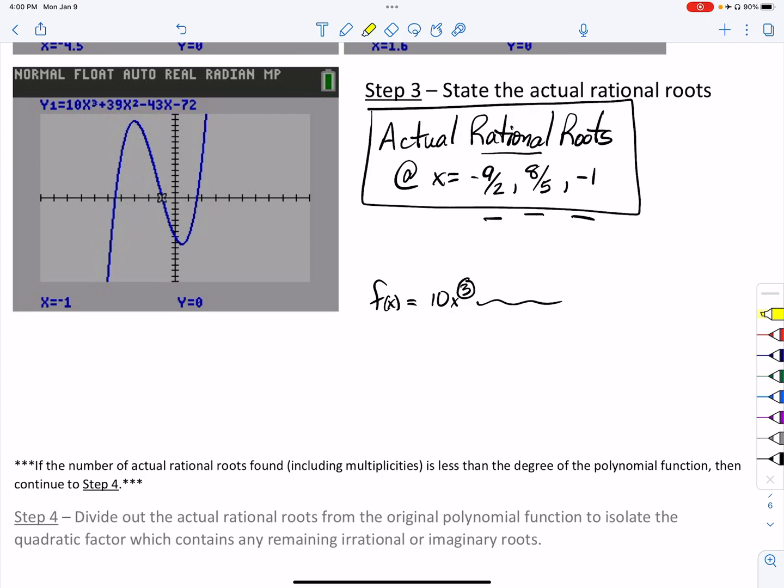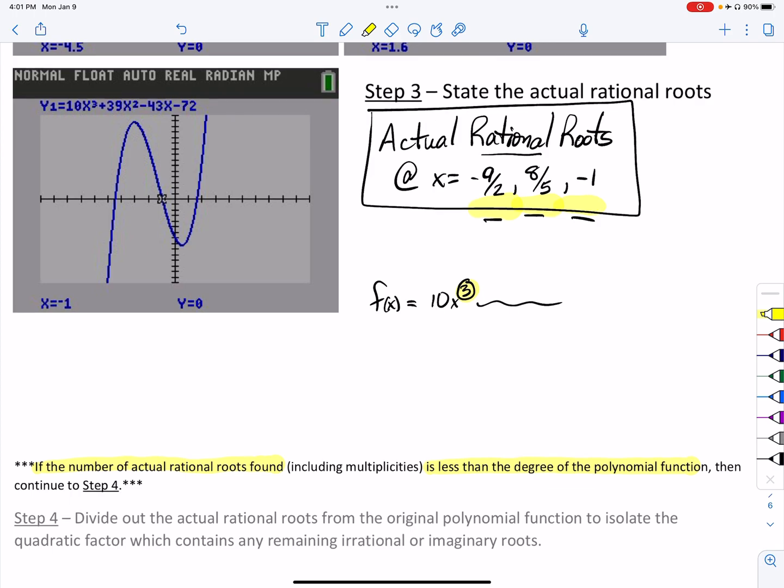If the number of actual rational roots found, including multiplicities, is less than the degree of the polynomial function, then we have more work to do. We have more zeros that are hiding for us. So if this is less than the degree, then we go to step 4. Now we found 3 zeros, 1, 2, 3, and this was a degree 3, so that means we're done. And we do not need to continue on to step 4, searching for irrational or non-real complex zeros.